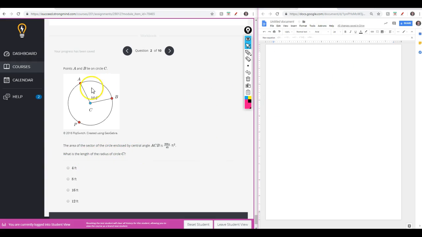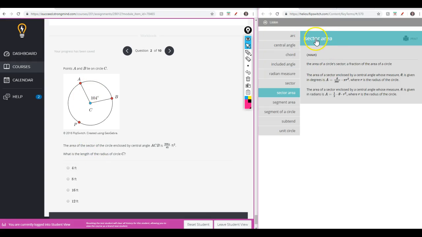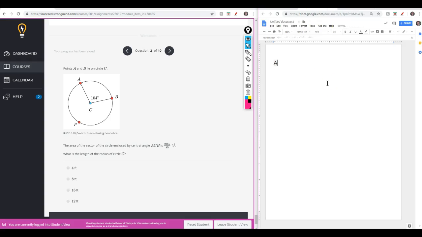Okay, so again, we know that we're dealing with the area of a sector. I'm noticing that the angle is given in degrees, so I'm going to use this formula. The area is equal to our angle, theta, divided by 360, and then multiplied by pi r squared.